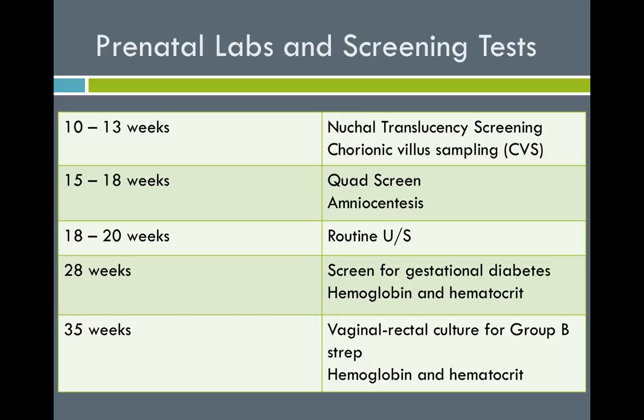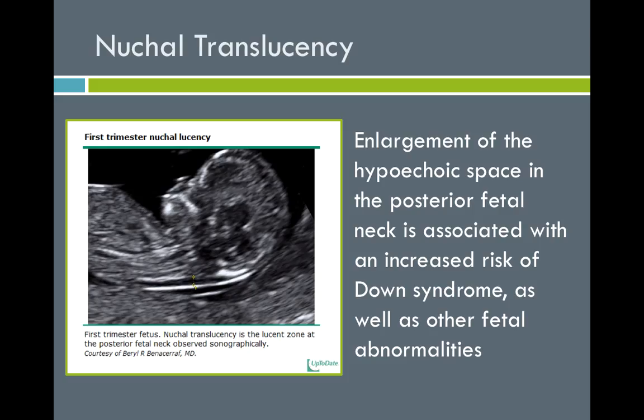Prenatal labs and screening tests. So we'll do a Nuchal Translucency screen and a Chorionic Villus sampling if the patient chooses at 10 to 13 weeks. Quad screen is a standard test done between 15 and 18 weeks, and amniocentesis is an optional test. Between 18 and 20 weeks, we do a routine ultrasound. At 28 weeks, we screen for gestational diabetes, and we check a hemoglobin and hematocrit. At 35 weeks, we do a vaginal rectal culture for group B strep and check hemoglobin and hematocrit again.